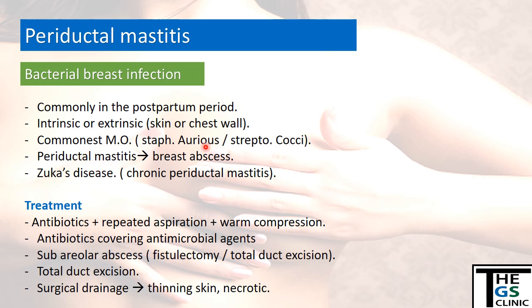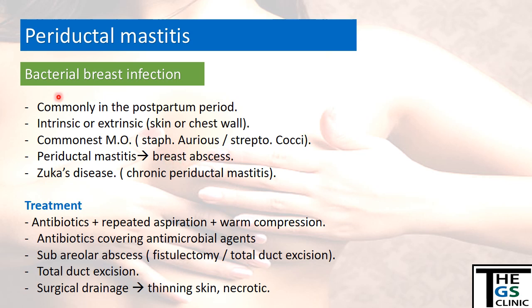Periductal mastitis, if it is not treated, or if the condition progresses, will convert into breast abscess. So what's the next step after periductal mastitis happens in the breast? There will be abscess formation. If we have a condition with chronic periductal mastitis, we call it Zuska's disease. This is not so important, but just to know, when we hear Zuska's disease, we are talking about a chronic process of periductal mastitis.